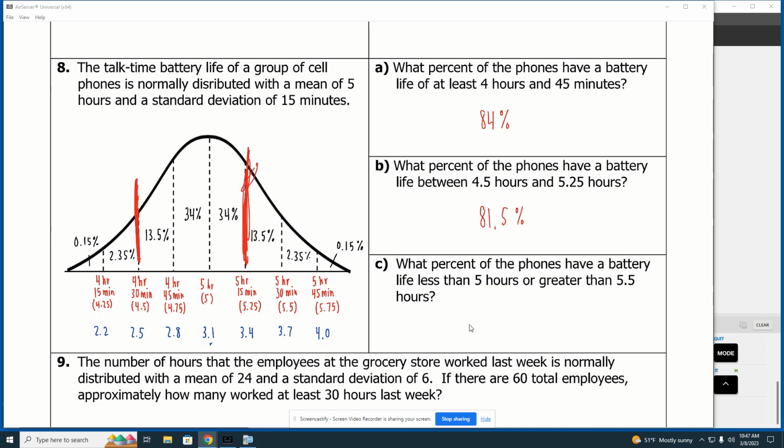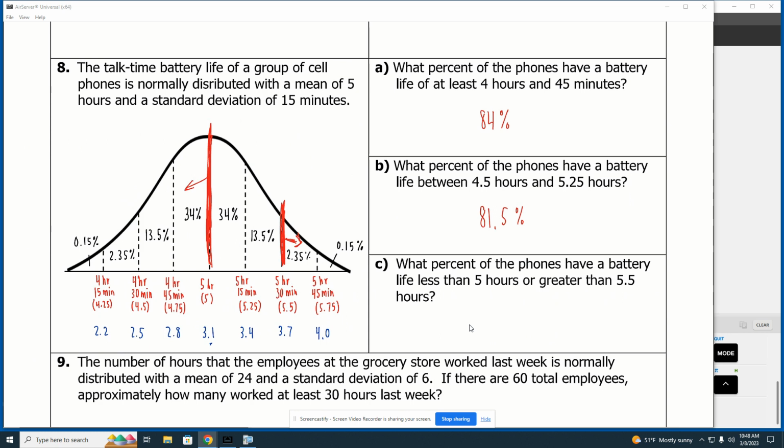Last one. It asks what percent of phones have a battery life less than 5 hours. Well, guys, what's less than 5 hours? 50%, right? It's right smack dab in the middle. So everything this way is 50%. But also greater than 5.5 hours. So that's from here to the right. And how much is that way? Just 0.25. I'm sorry, 2.5.